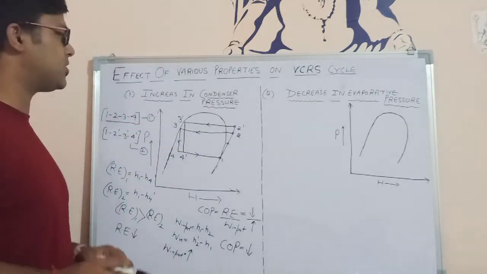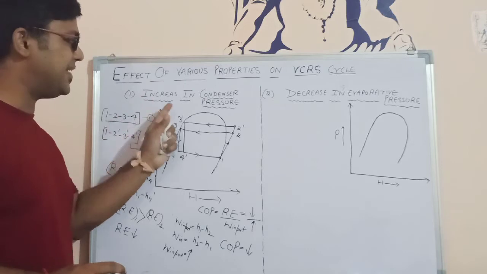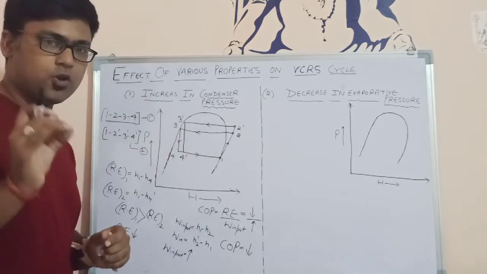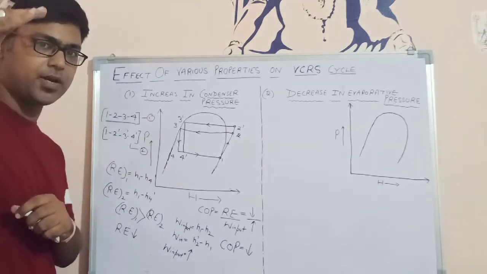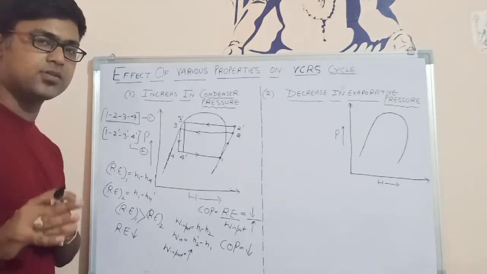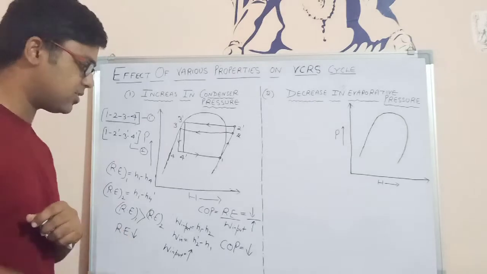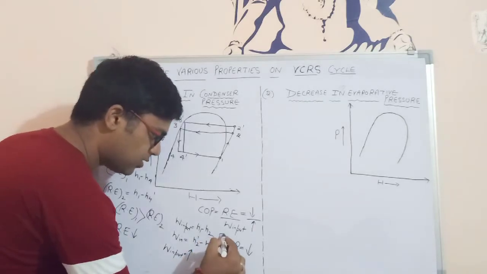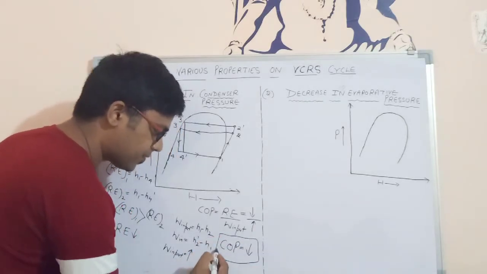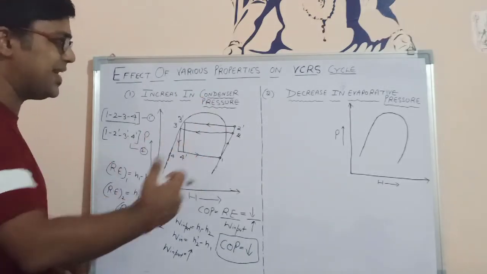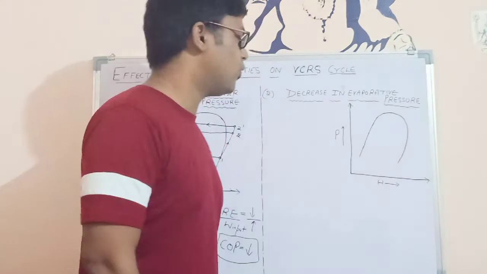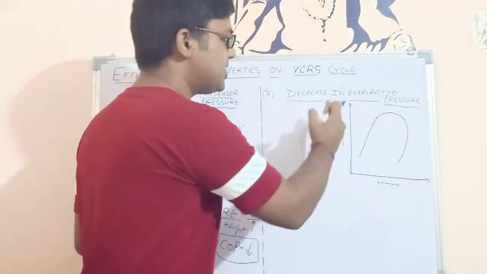Clear? So for the first case, for an increase in condenser pressure, your final output is basically going to be that if we increase the condenser pressure, the COP of the system will decrease. So this is the final verdict after the increase in the condenser pressure. Clear? Now for the second case, if we move toward this side, what is the effect of decrease in evaporative pressure?